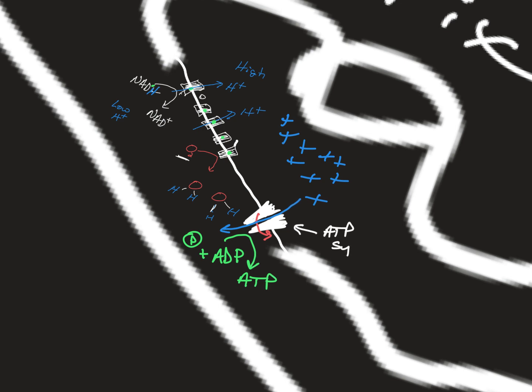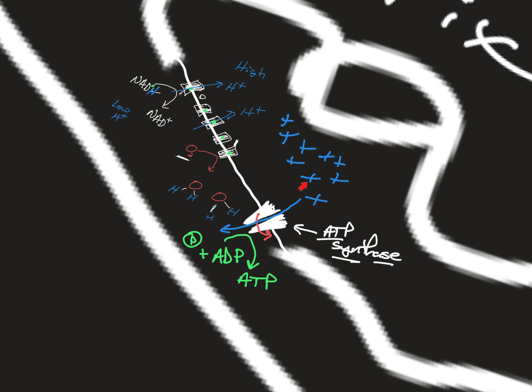ATP synthase. An enzyme that synthesizes ATP. It goes through the membrane. This ADP and phosphate makes ATP. And where did it get the energy? From the battery. What battery?